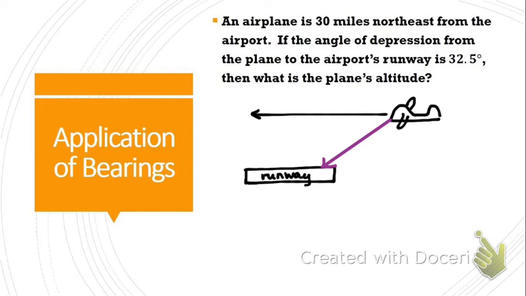What else do I know? Angle of depression is 32.5. Where's the angle of depression? The airplane. From here to here. So from the pilot's point of view, it's how far down he would need to look. That's my angle of depression, 32.5 degrees.